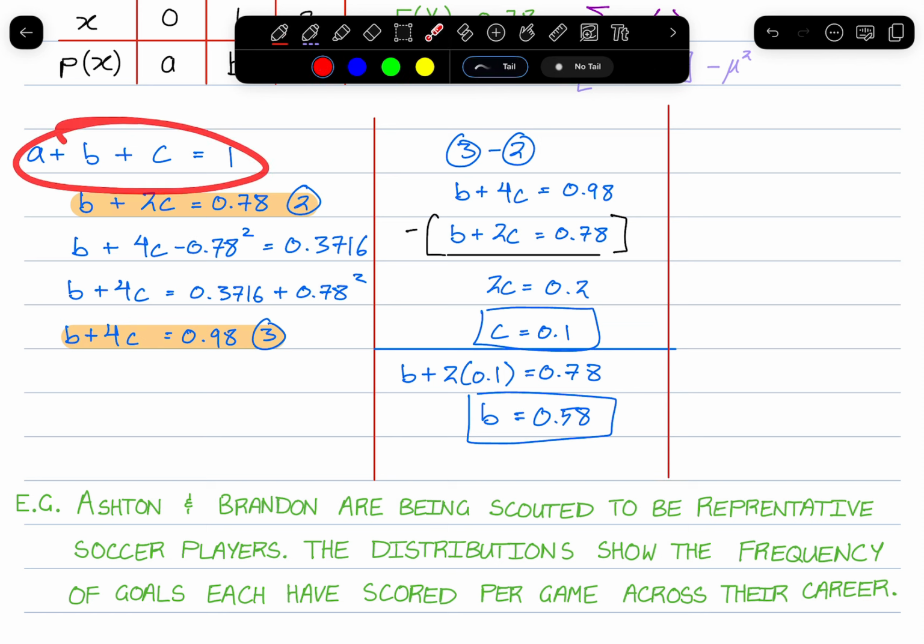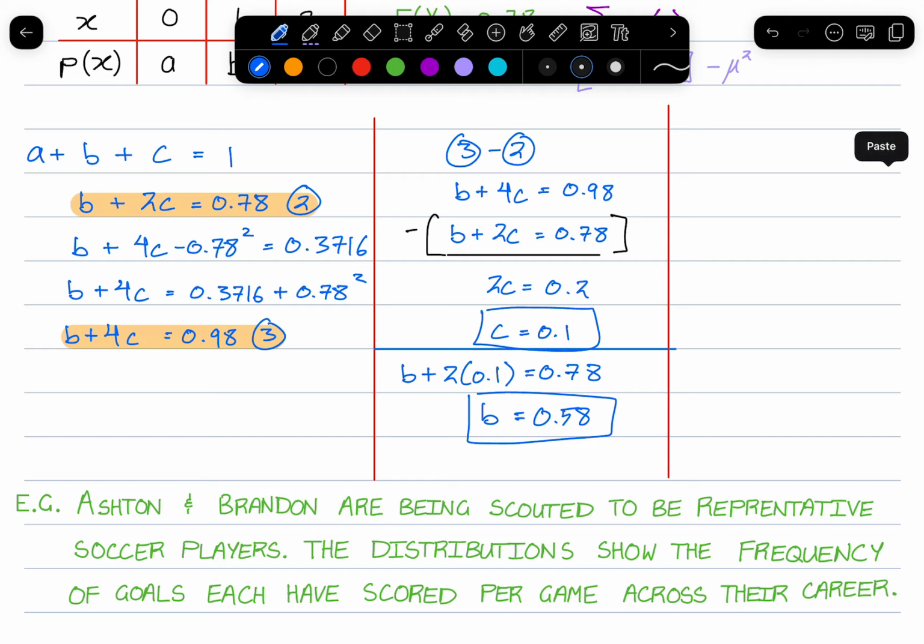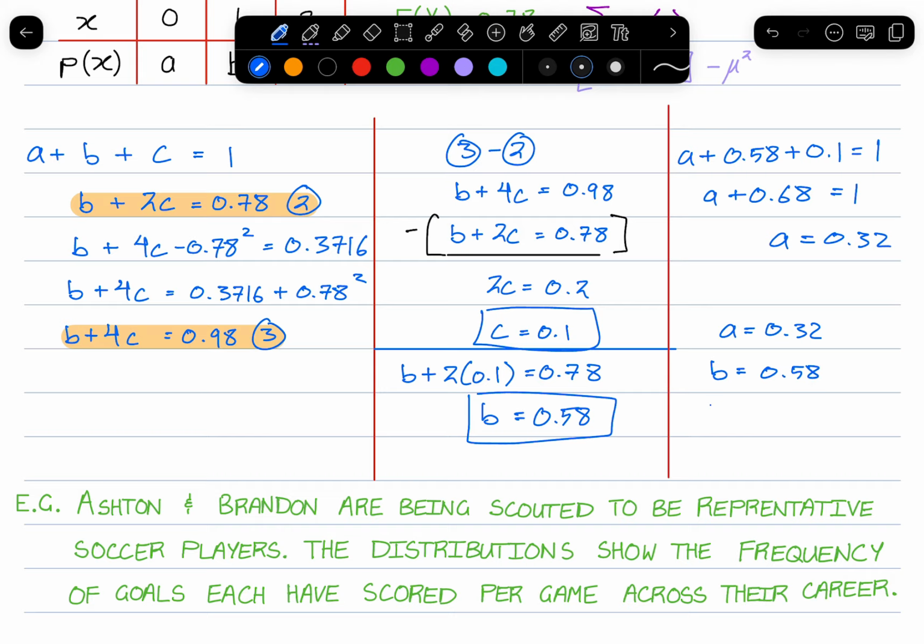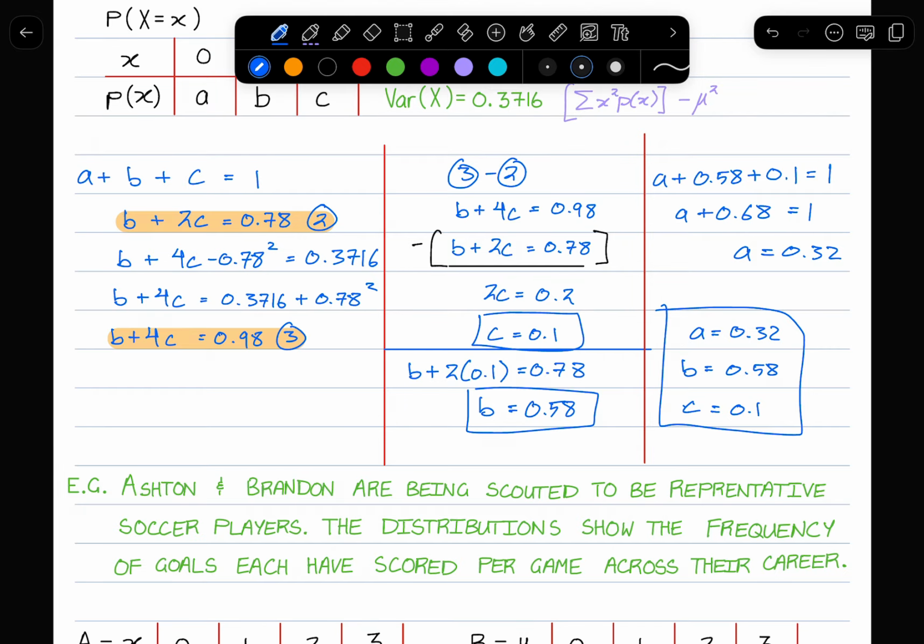Substituting all of this into equation 1, we get A plus 0.58 plus 0.1 equals 1. This gives me A plus 0.68 equals 1. A must equal 0.32. So we can finalize this saying A equals 0.32, B is 0.58, C is 0.1. And there are our solutions to this problem.